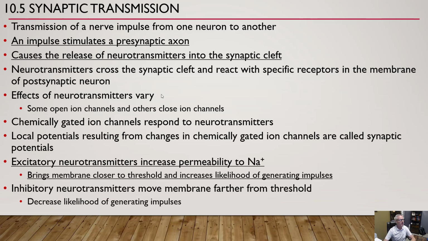Now, the effects of the neurotransmitter will vary. Like I said before, we have about 100 different neurotransmitters. We talked about acetylcholine already, and that will contract. That's an excitatory neurotransmitter for skeletal muscles. So some neurotransmitters will open up ion channels, and others will close ion channels.